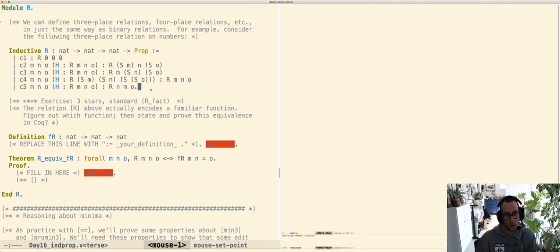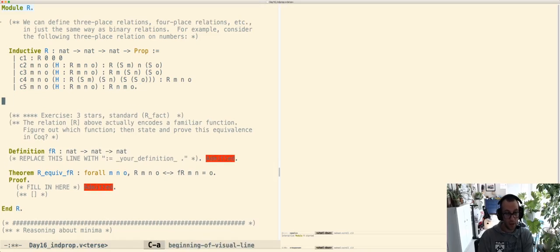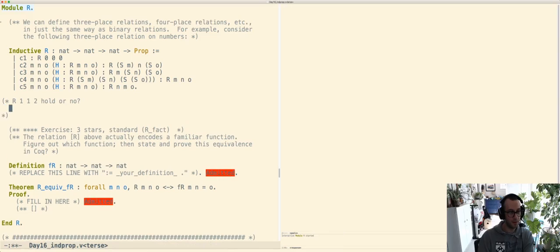So looking at this, what are you going to do? What are your strategies for figuring out what's going on here? I think the first place to start always is playing with some examples. So ask yourself, what can we find? Like what are some relations to find? If you're stuck, can you find R 1 1 2? Does this hold or not? What about R 2 2 6? Does this hold or not?